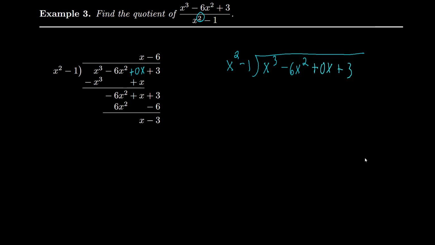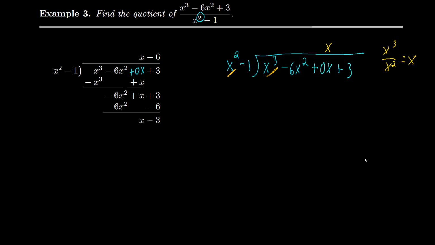So, it's the exact same steps as always. You say, all right, x cubed divided by x squared. That is, I'm literally doing this: x cubed divided by x squared. Well, that's x to the 3 minus 2, which is just x. So we're going to put the x above where the x goes, which is why it's important that you fill in with the 0x part. All right? So that's x.